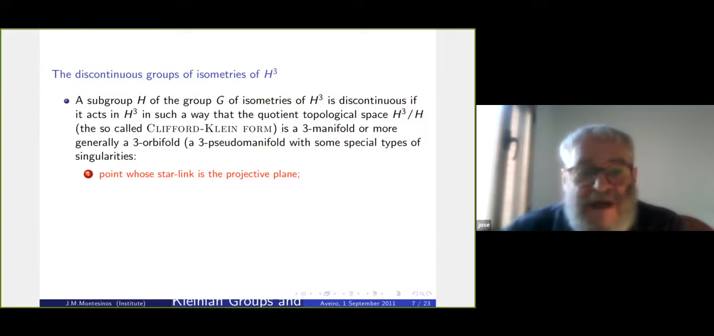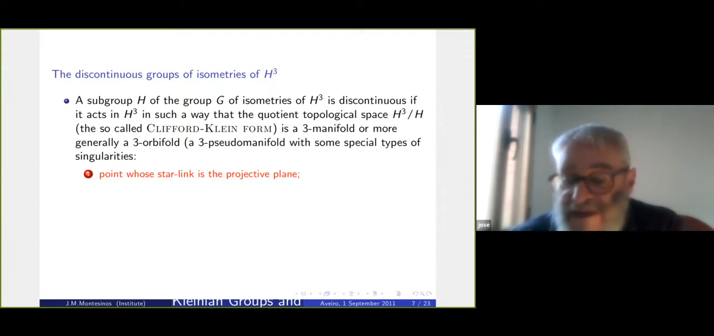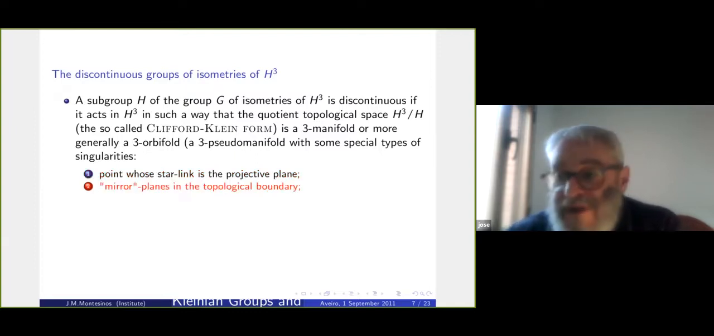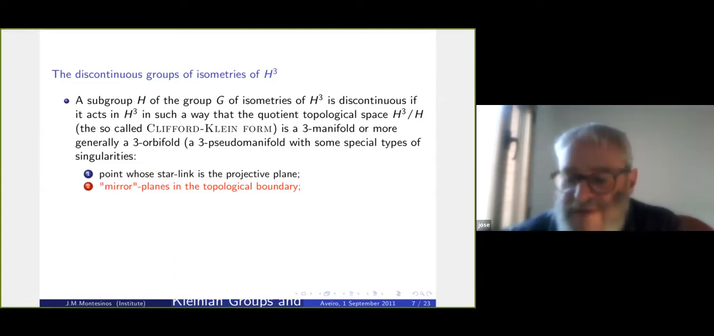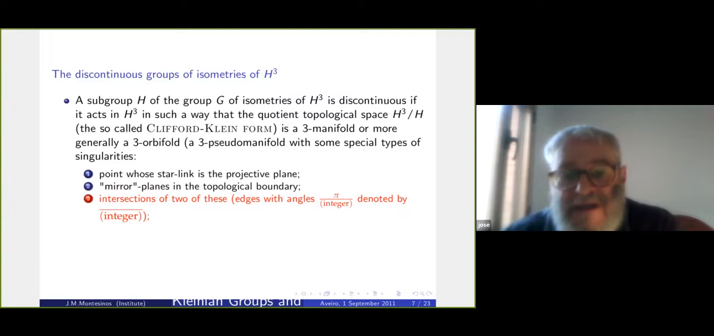The singular points are points whose star length is the projective plane. So the neighborhood of this point is a cone of the projective plane, or mirror planes in the topological boundary. If we allow isometries that reverse the orientation, in these two cases, the group contains transformations that reverse the orientation. The intersection of two of these are edges.